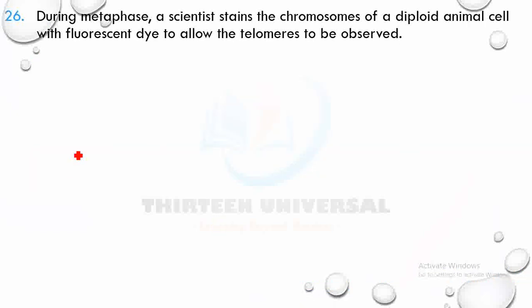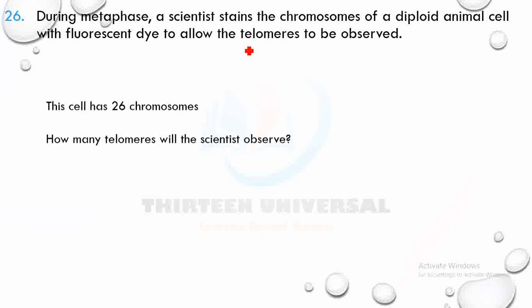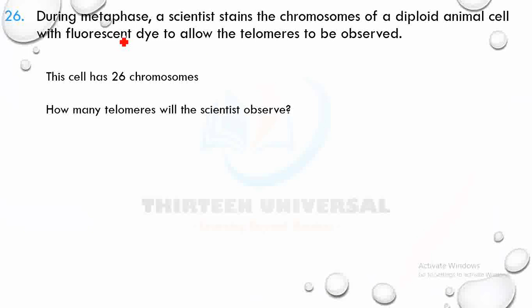During metaphase, a scientist stains chromosomes of a diploid animal cell with a fluorescent dye to allow telomeres to be observed. This is the third time this question is coming out. Now this is metaphase, so we still have one nucleus. This cell has 26 chromosomes. Pause this video. How many telomeres would the scientist observe? This question is coming out all the time.